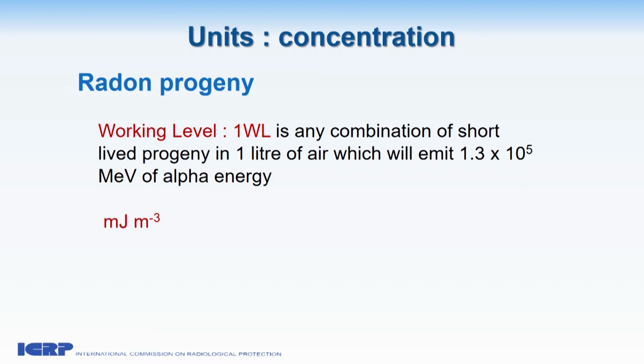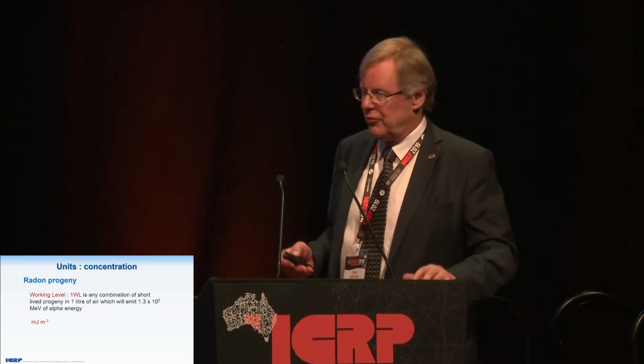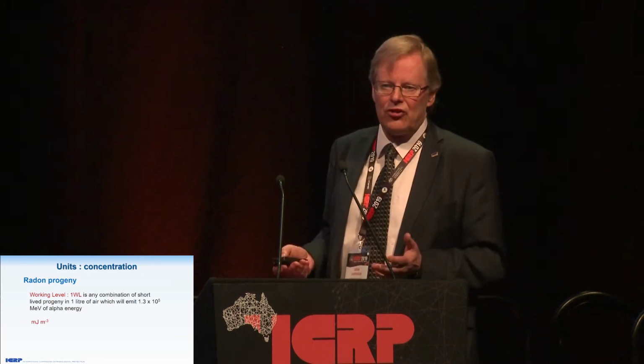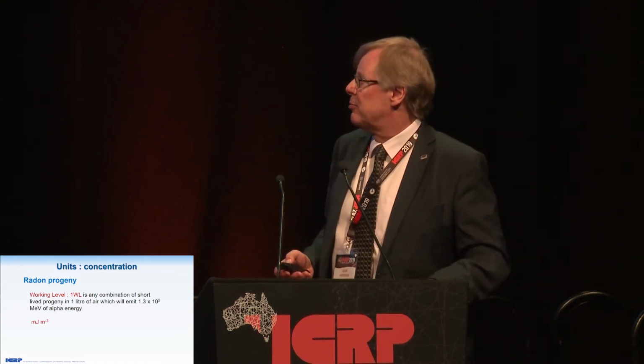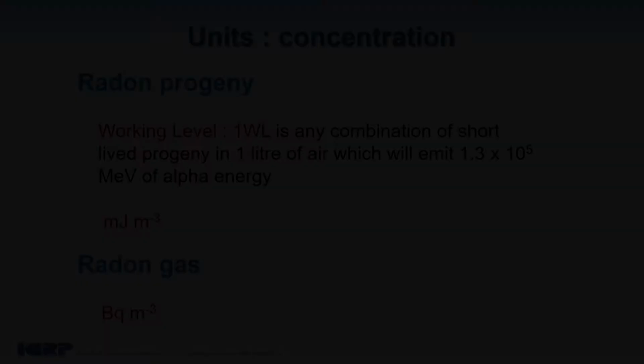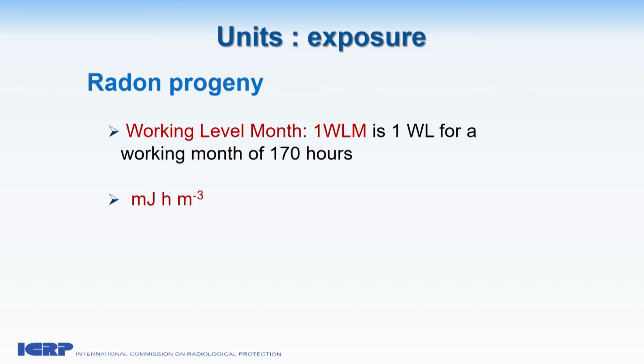We can measure concentrations and exposure in terms of the progeny and in terms of the gas. In terms of the progeny, Dominic and other people have talked about working levels, which is a measure of the alpha energy in air, and the corresponding SI unit is millijoules per meter cubed. If we consider the radon gas, then the familiar unit is becquerels per meter cubed. Going from that to exposure, it's just a case of including the length of time of exposure: working level months, or millijoule hours per meter cubed, and then for the gas, including the length of the exposure.